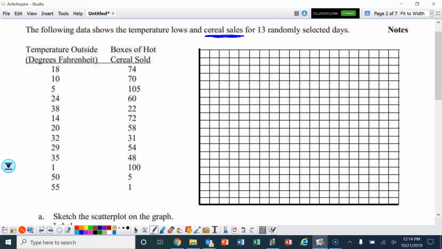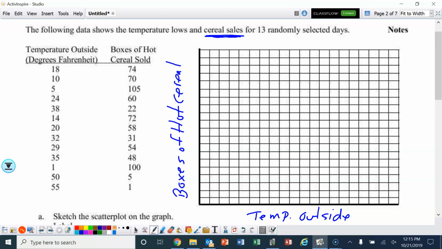All right, well, first of all, the temperature outside goes on the bottom. That is the explanatory variable. Boxes of hot cereal sold is the response. That goes on the y-axis. Now, we're not going to put any numbers on here. We're just going to be doing a sketch of this, so no numbers required.